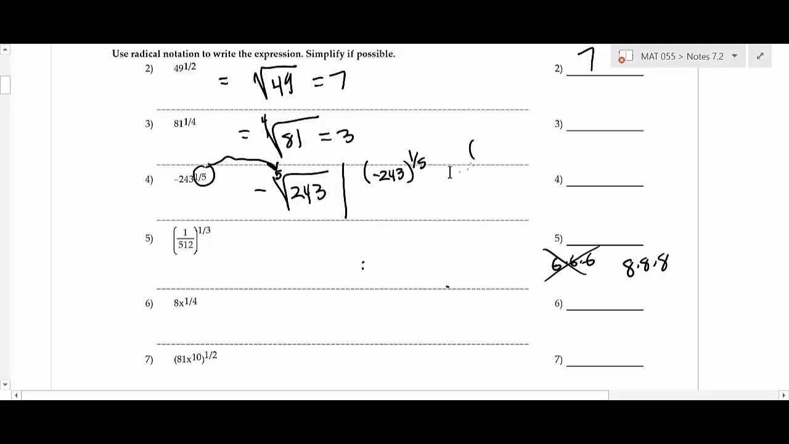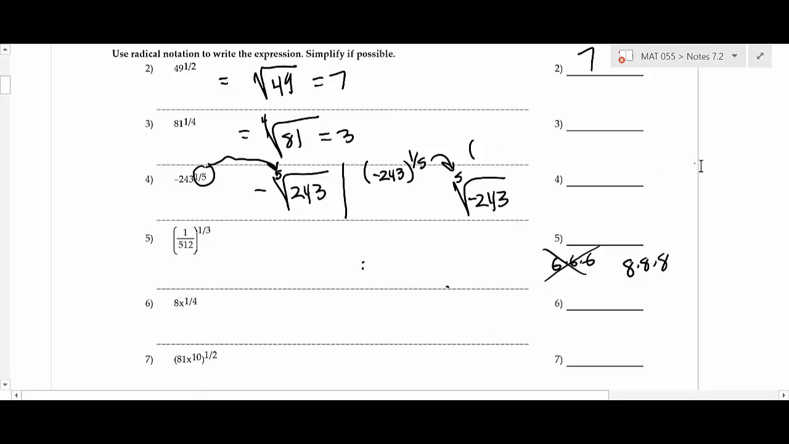If you did this problem instead, then it would be the 5th root with the negative 243 under the radical. Now that's incredibly important in mathematics. Whenever you have an exponent, if this is not in parentheses, then that negative is not a part of what's being raised to that power. So if you leave the parentheses off, that negative means the negative of that radical. But if it's in parentheses, that's why we use parentheses. That'll tell us that that's under the radical. Does that make sense? Okay.